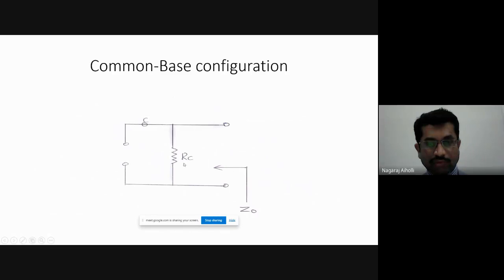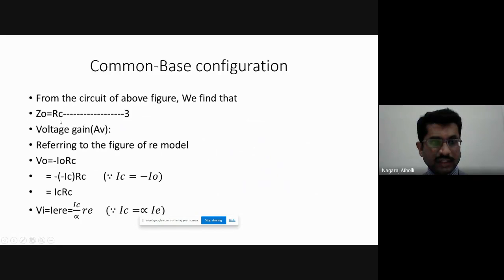Therefore, what will be Z naught here, students? Across the output terminals, if you look from this side, what will be Z naught? Z naught will be equal to RC, Z naught is equal to RC, only RC. Next is voltage gain.